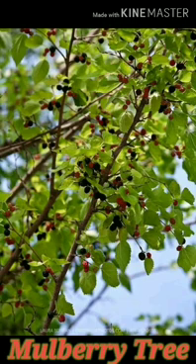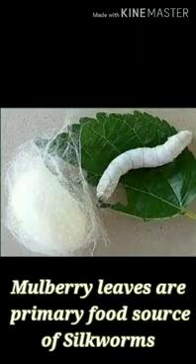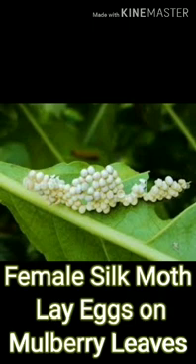Let us learn about the life cycle of silkworm in detail. This is the mulberry tree. The leaves of this mulberry tree are the primary food source of silkworms. Silkworms eat these leaves and obtain their nutrition and grow in size. The very first stage of life cycle of silkworm starts with the first stage, that is the egg laying stage.